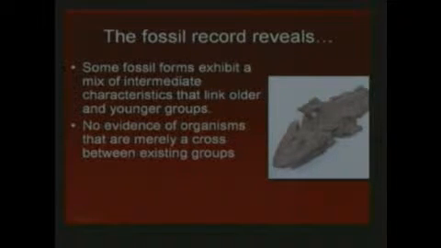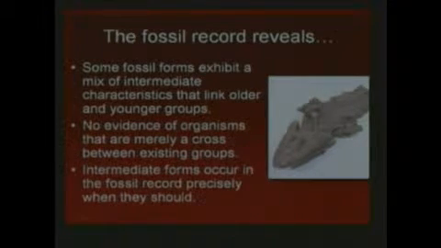Second, contrary to the popular misconception, we do not find fossil evidence of organisms that are merely a cross between existing groups. Such a find would actually contradict evolutionary theory. Finally, when we find authentic intermediate forms, they occur in the fossil record precisely when and where they should.